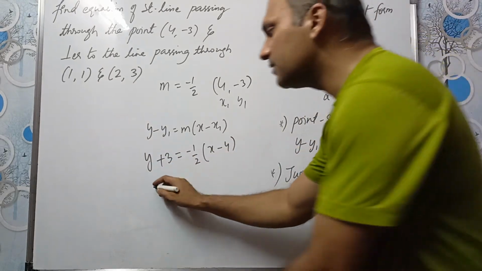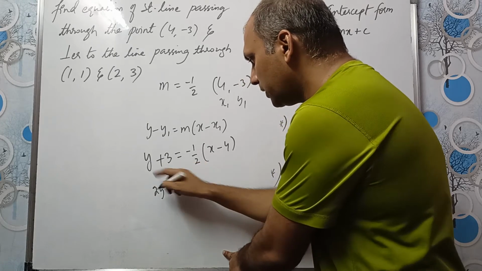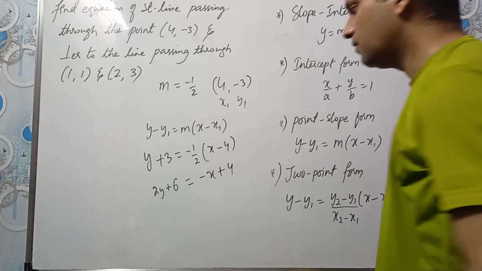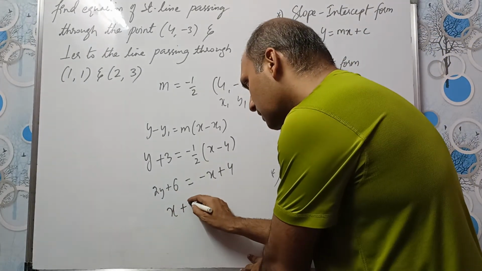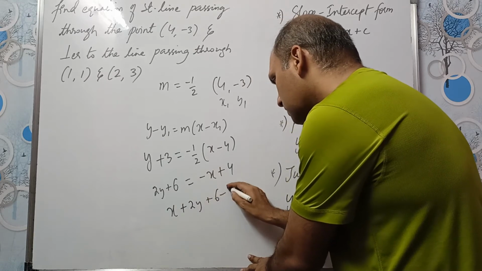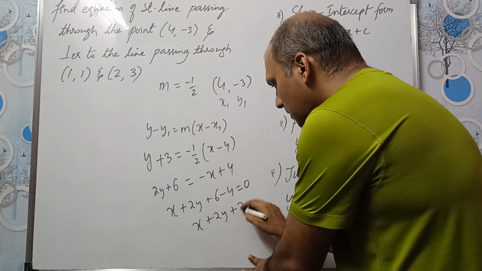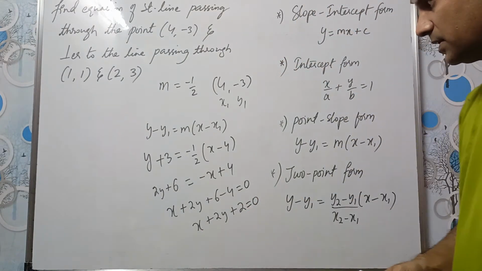The 2 goes to the other side, it will multiply with 2y and 3. 2 into 3, 2 into y. And this is -1 into x, minus into minus is plus 4. So this x and 4 go to the other side, becomes x plus 2y plus 6 minus 4. So this will be x + 2y + 2 = 0. Okay, I hope you understood this problem.